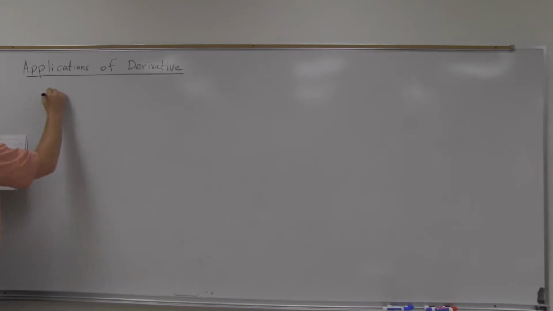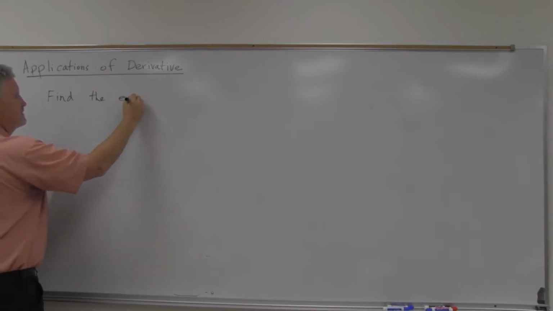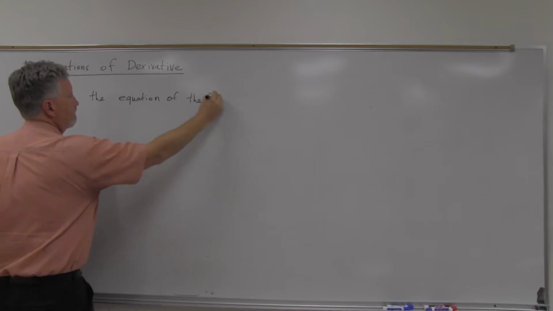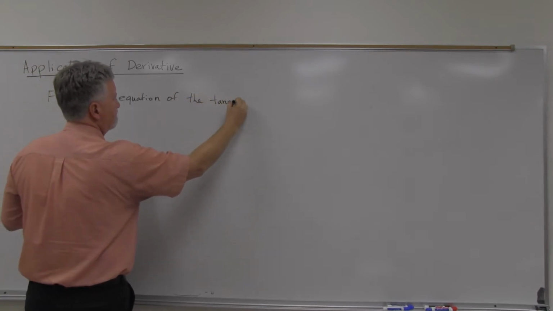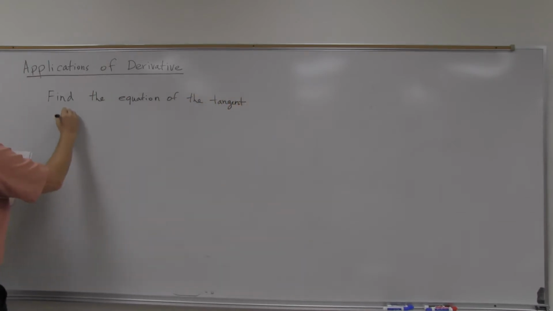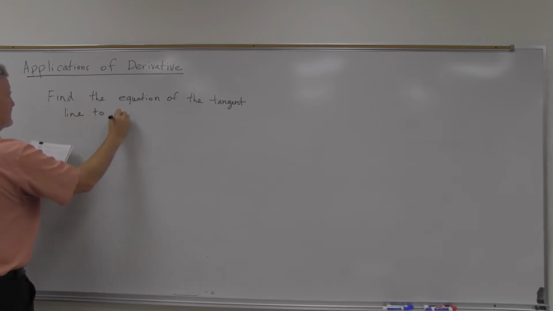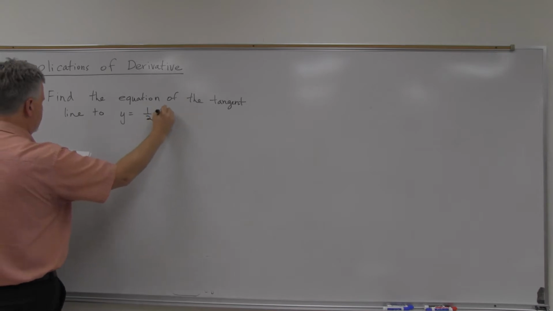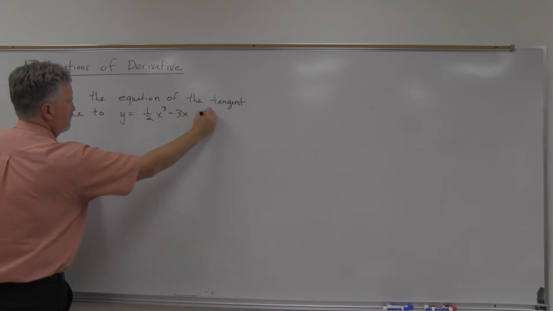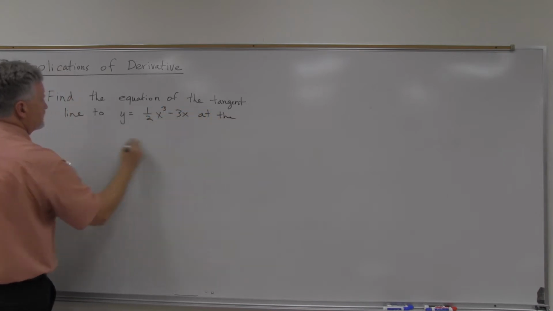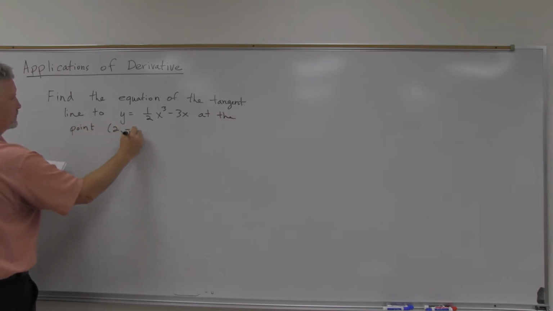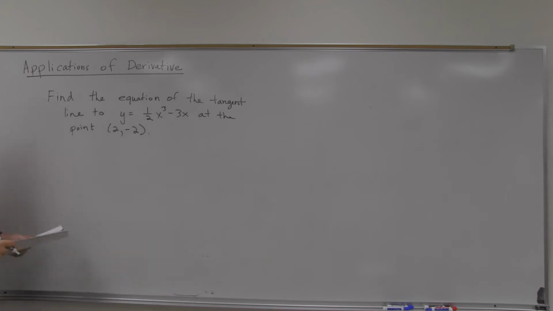But let's say I want to find the equation of the tangent line to y equals 1/2 x cubed minus 3x at the point (2, -2).